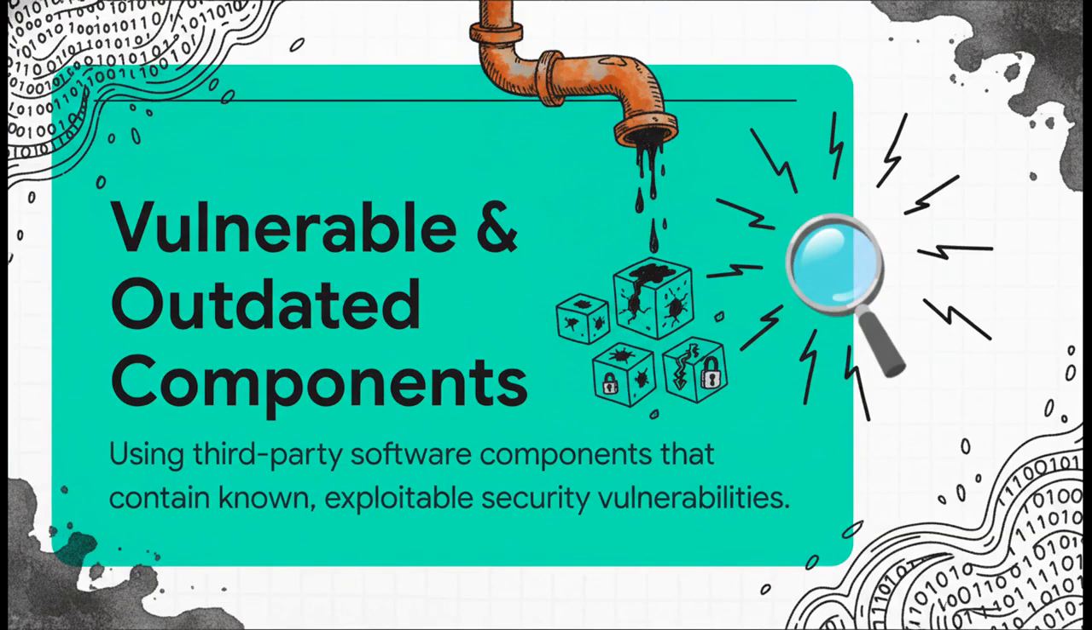Now, the technical term for this problem is vulnerable and outdated components. It's really just a fancy way of saying that your application depends on pieces of code that someone else wrote, things like libraries or frameworks, and those pieces have security holes that are public knowledge. It is the digital version of that rusty pipe we just talked about. It's a known weakness, just sitting there, waiting for someone to take advantage of it.